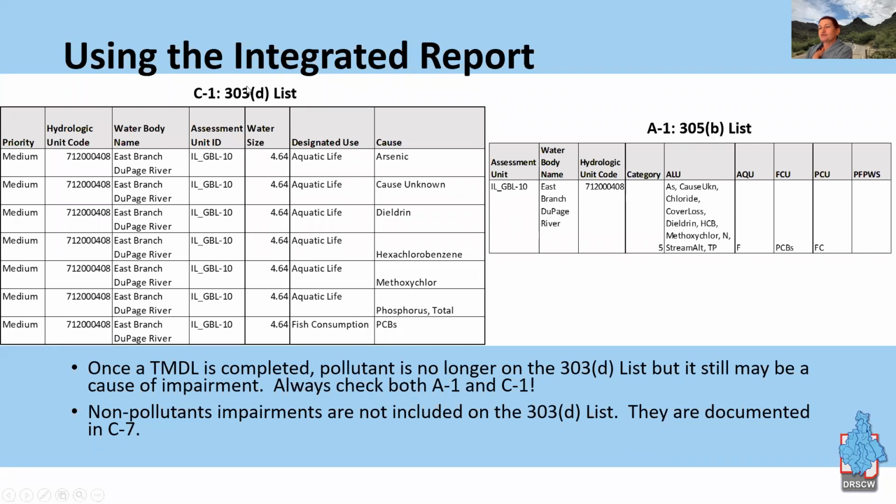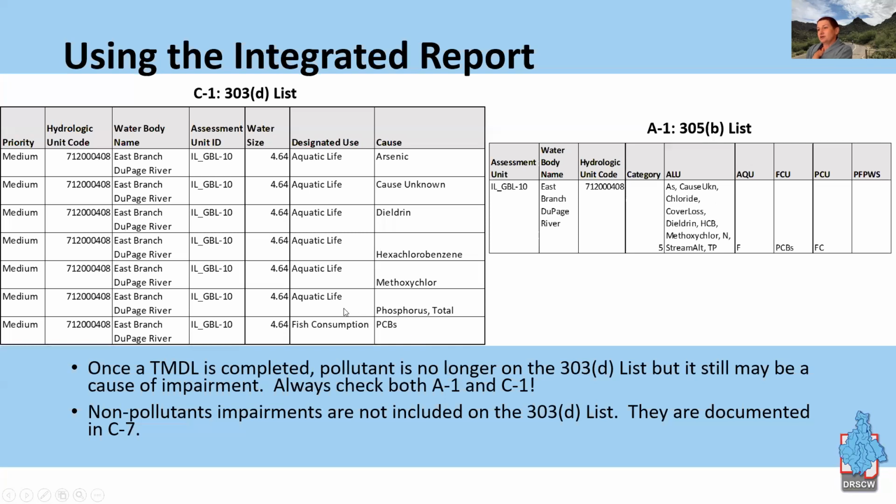So if you look at the 303(d) list for the East Branch, you will see that it is listed as having the designated uses of aquatic life and fish consumption as impaired. The causes are arsenic, cause unknown, dieldrin, hexachlorobenzene, methoxychlor, and phosphorus, and then for fish consumption, it's PCBs.